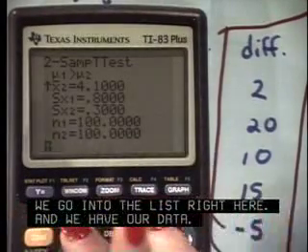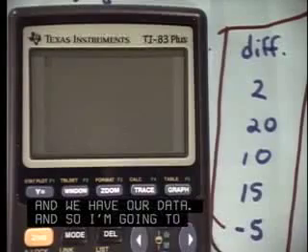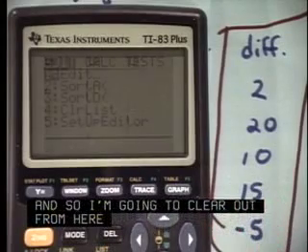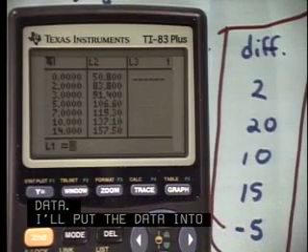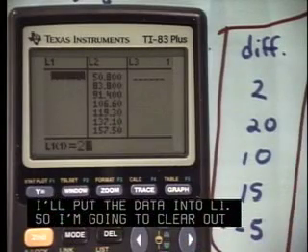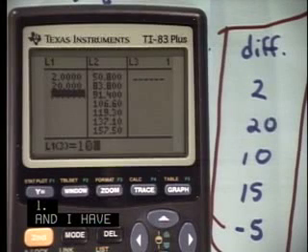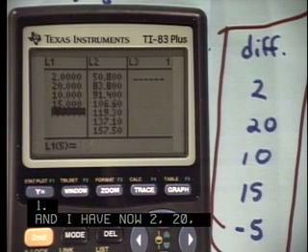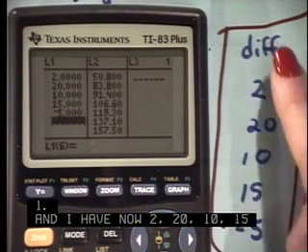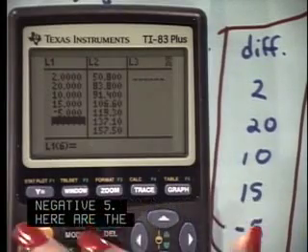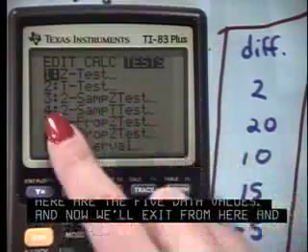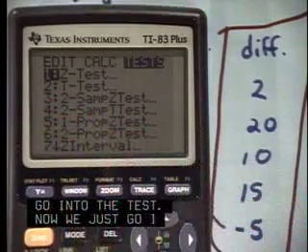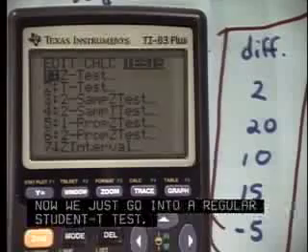And so I'm going to clear out from here and put in the data. I'll put the data into L1. So I'm going to clear out list 1. And I have now 2, 20, 10, 15, negative 5. And here are the 5 data values. And now we'll exit from here and go into the test. Now we just go into a regular student t-test.